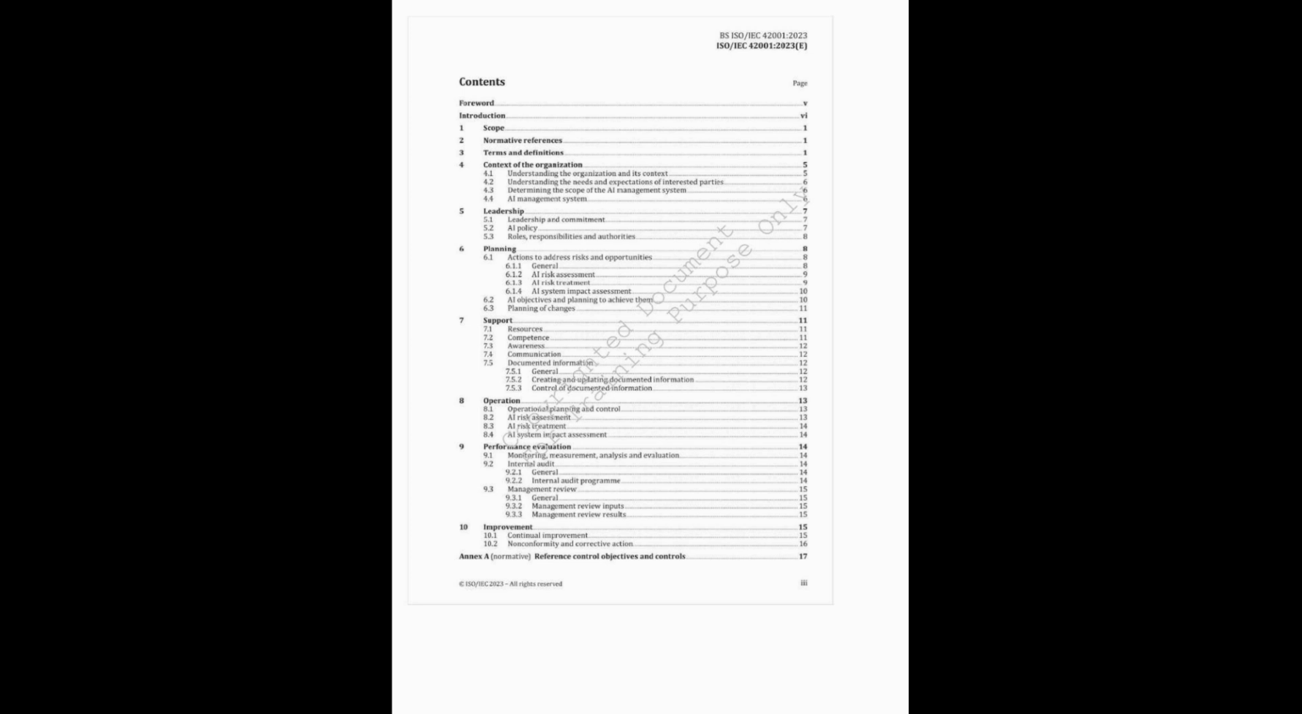Then, for each individual audit, you need to define the specific objectives, criteria, and scope. So basically, what are you trying to achieve with this specific audit? Exactly. What standards are you auditing against, and which parts of the AI management system will this audit cover? You might focus one audit on risk assessment and another on data management, for example. Exactly. Each audit needs a clear purpose.